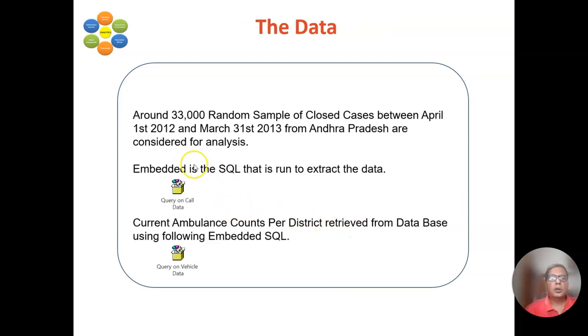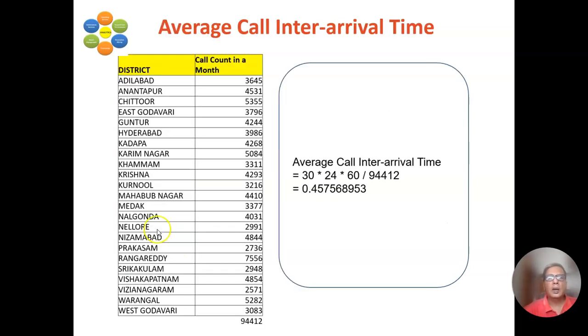We took a random sample of 33,000 closed cases between April 1st, 2012 and March 31st, 2013 from AP, and this is the SQL to extract the call data, and this is the SQL to extract the ambulance data. Here are the call counts over the districts, and the total number of calls in a month was 94,412. Considering 30 days in a month, we get the inter-arrival time of the calls. The average inter-arrival time of the calls is 0.46 minutes. So that's our 1 by lambda to fit the model for the calls.